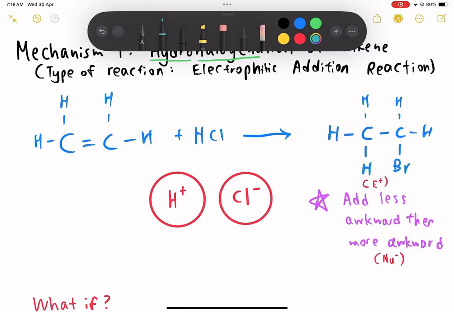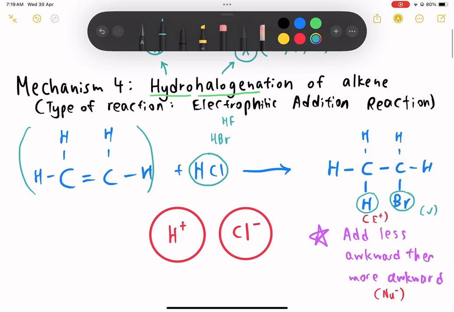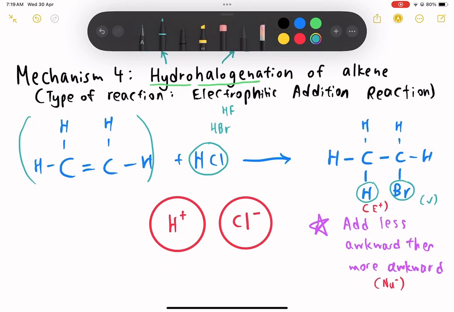The general mechanism for this is when you have an alkene, when you react with HCl or HBr or HF, you are going to get a compound like this, where you add H and Br. For this case, H is going to be the electrophile, Cl- is going to be the nucleophile, or any halogen, Br- or F-.